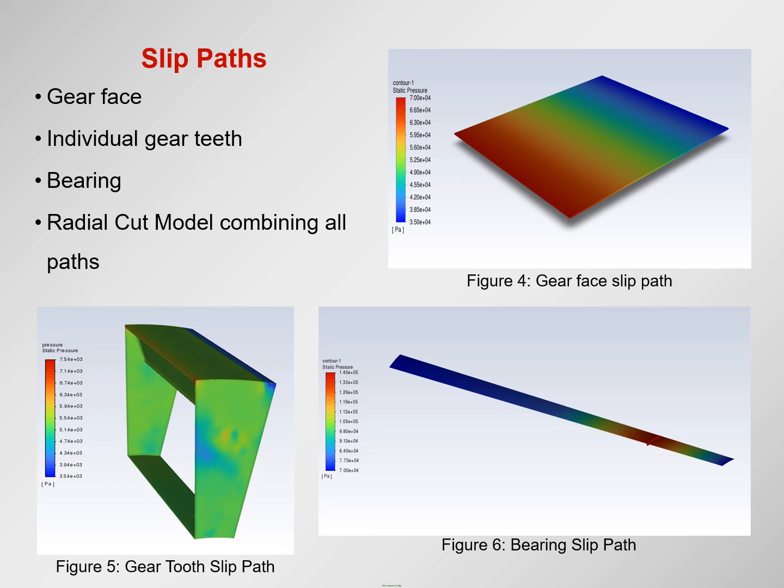As I mentioned previously, we had 3 different slip paths, the first being the gear face. You can see this modeled in Figure 4. The second is an individual gear tooth, that's in Figure 5, and that's just the gap between 2 gear teeth that the fluid would sit in. And then we also had a bearing, which is just that straight piece in Figure 6. We also had a radial cut, which combined all 3 paths, but we had a lot of problems getting it to mesh properly, so we decided to just split it into 3 different models.